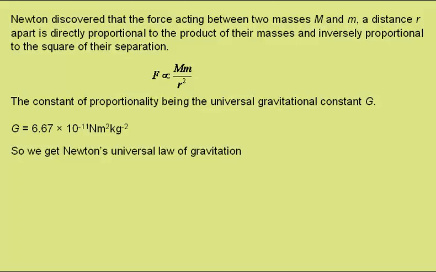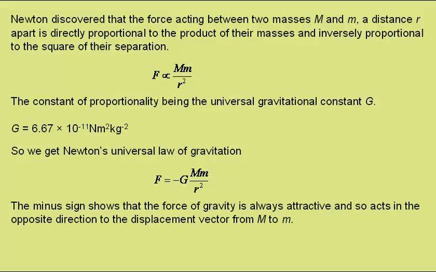So we get Newton's universal law of gravitation, F is equal to minus G big M little m over r squared. The minus sign shows us that the force of gravity is always attractive, and so acts in the opposite direction to the displacement vector, from big M to little m, for instance. Newton's universal law of gravitation is covered in more detail on the video called Newton's Law of Gravitation.